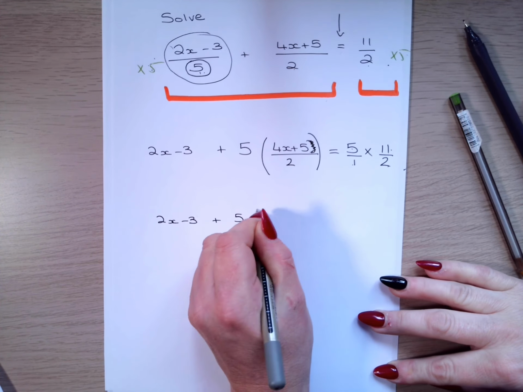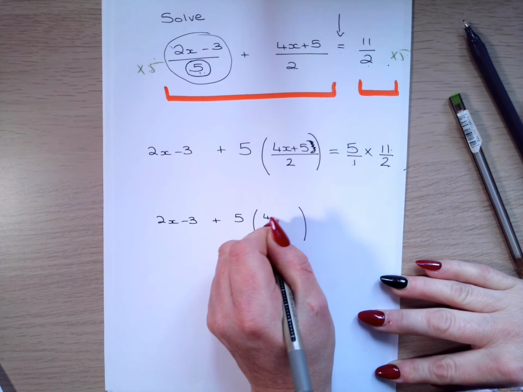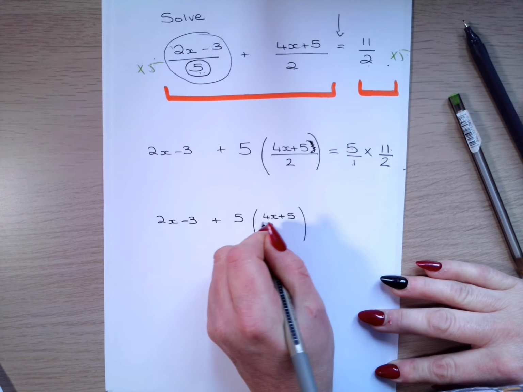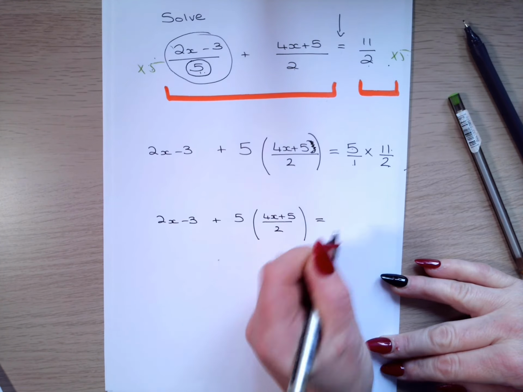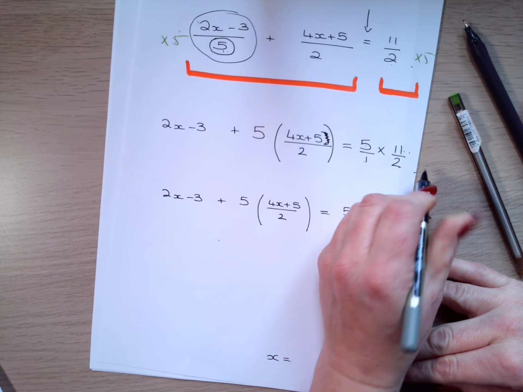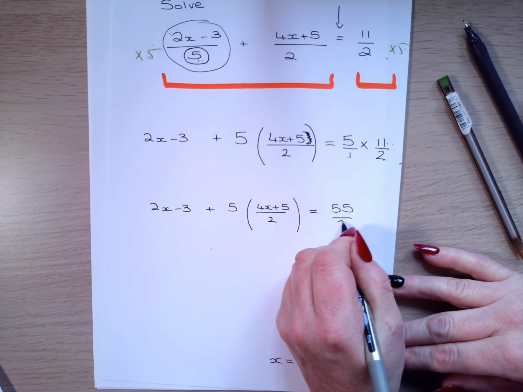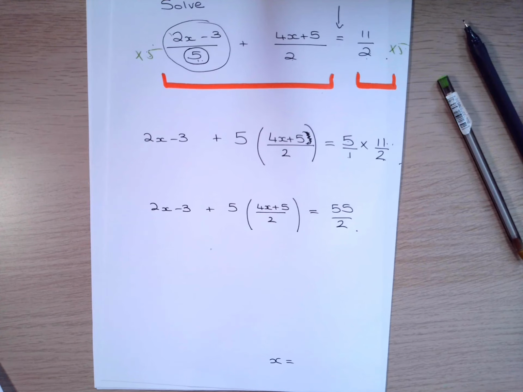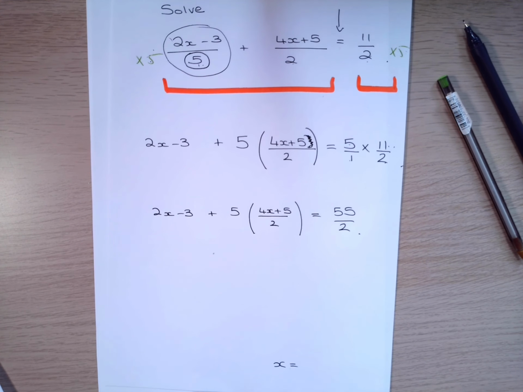and I'm going to keep that 5 outside there for now. So 5 lots of 11 is 55. 1 times 2 is 2. So I'm just going to leave that like that for now. Have I got x on its own? Nowhere near it, but that's okay.